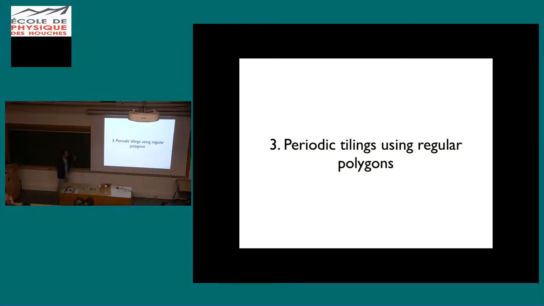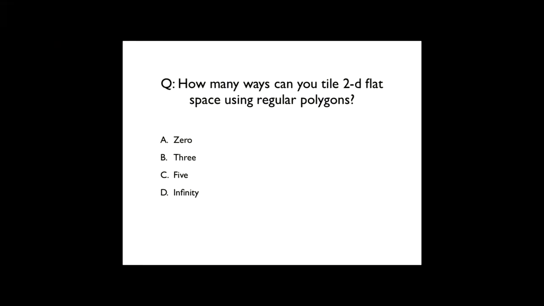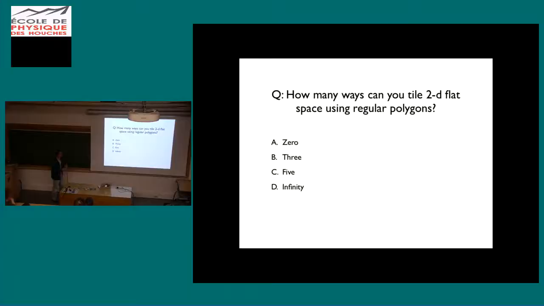Okay, so now for the remainder of the talk, the last half an hour, I want to talk about periodic tilings, not using these complicated asymmetric tiles, but using regular polygons, okay? And we'll first do it in the context of flat two-dimensional space, okay? So I'm going to give you a quiz to begin with. How many ways can you tile two-dimensional flat space, like the wall or the floor, using regular polygons? And remember, a regular polygon has equal length sides and equal interior angles, okay? So what are the number of ways?